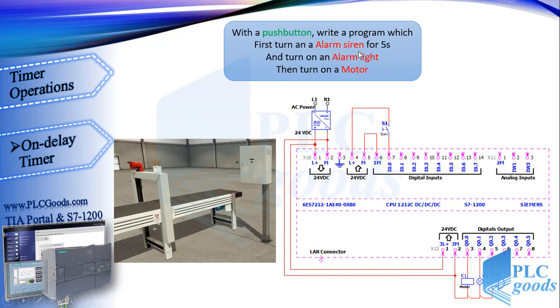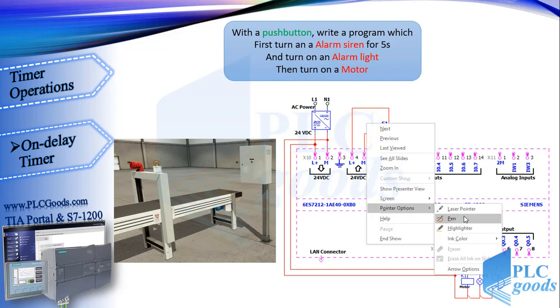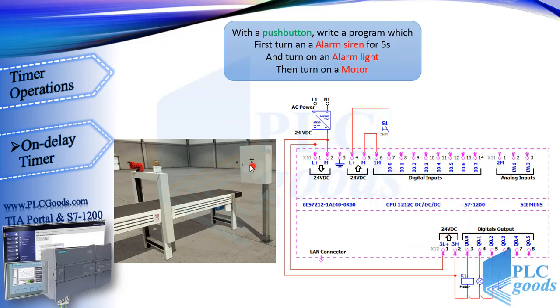Now, let's do an exercise. Try to write a program which, with a push button, first turns on an alarm siren for 5 seconds, and turns on an alarm light, then turns on a motor. Here we have a push button and 3 outputs: a motor, an alarm light and an alarm siren.